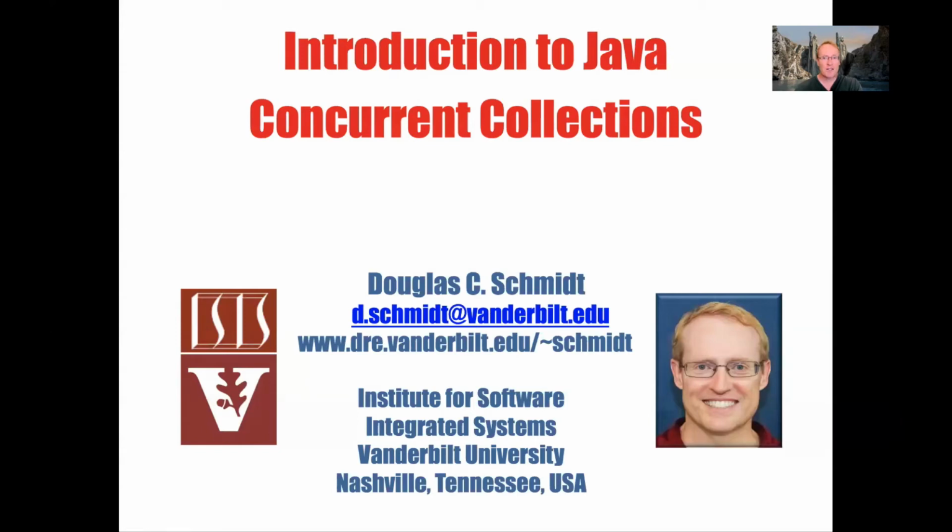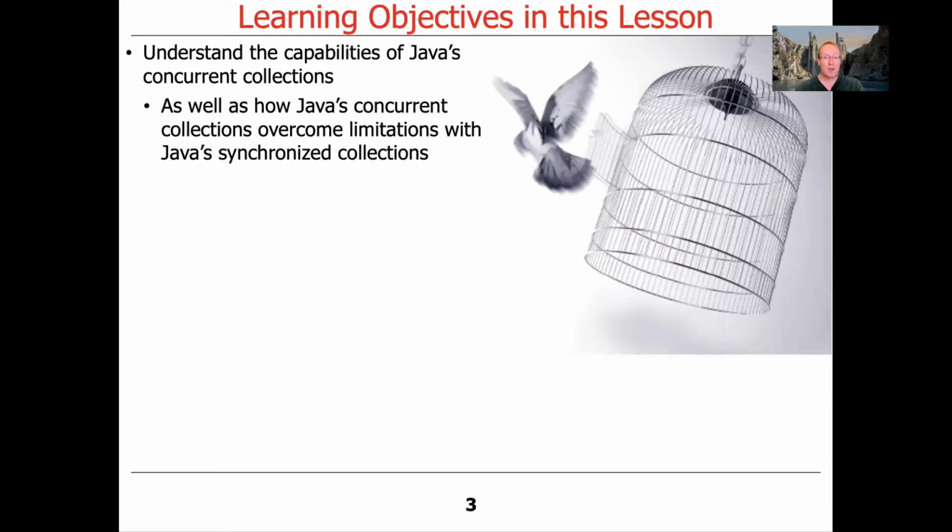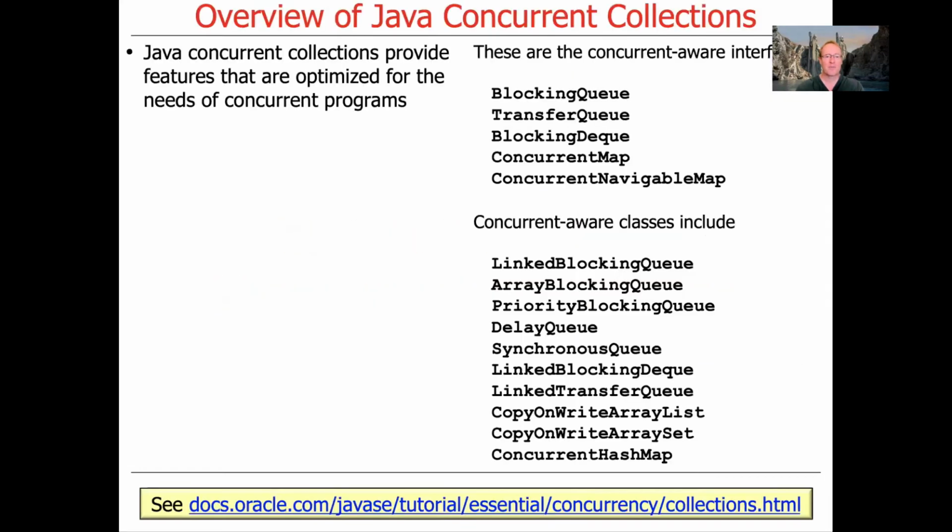Now that we've talked about synchronized collections and discussed their pros and cons, let's turn our attention to Java concurrent collections. And we'll again talk about their capabilities. They don't really have a lot of limitations. They're really very powerful and very cool. And we'll talk about how the concurrent collections in Java overcome the limitations we discussed earlier with Java's synchronized collections.